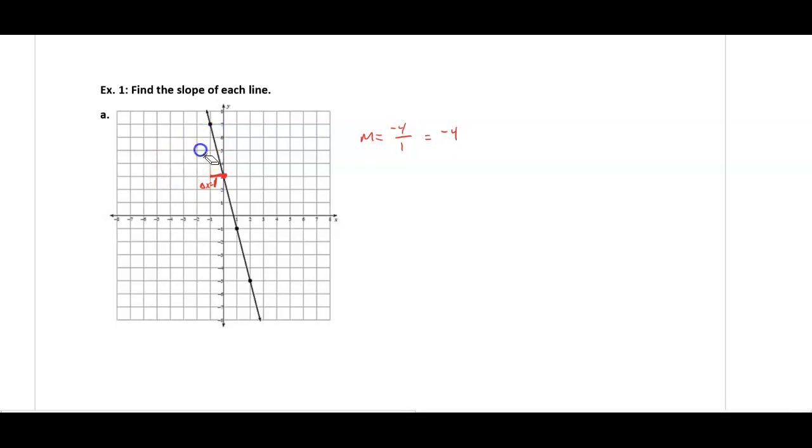Now, just to show you, if I choose 2 other points, say this point and this point, now I go down 1, 2, 3, 4, 5, 6, 7, 8, 9, 10, 11, 12. So I went down 12, and here I went right 1, 2, 3. If I calculate that, -12 over 3, what does this simplify to? -4. So it doesn't matter what 2 points you use on a line, as long as you count correctly.